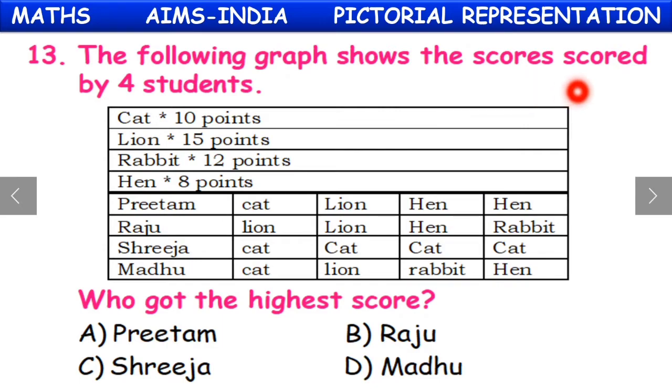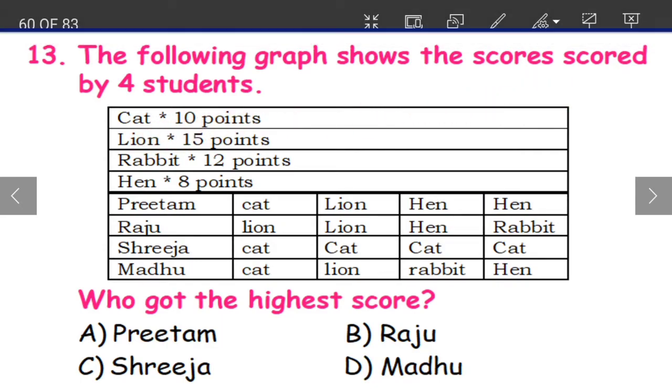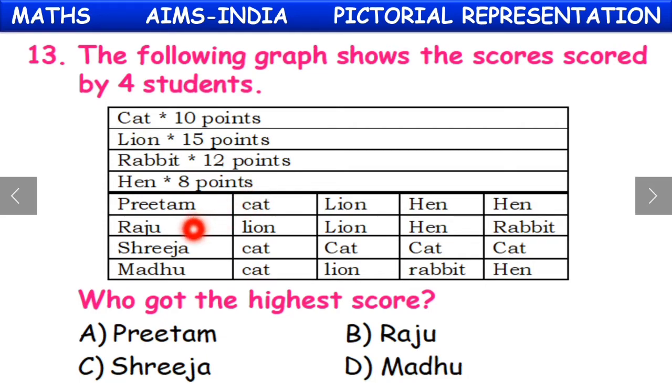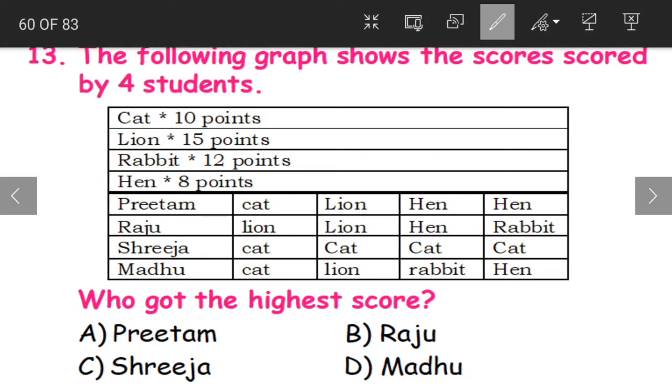The following graph shows the scores scored by 4 students. What are they? They are scores scored by different students. Now who got the highest score? Here look at this, children. We are having 4 students, Preetham, Raju, Shrija and Madhu. Here the scores are not given to us directly. What does cat mean? Cat means 10 points. So instead of cat I'll write 10 points everywhere.